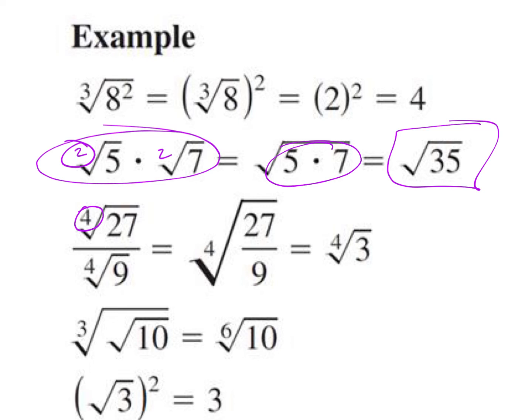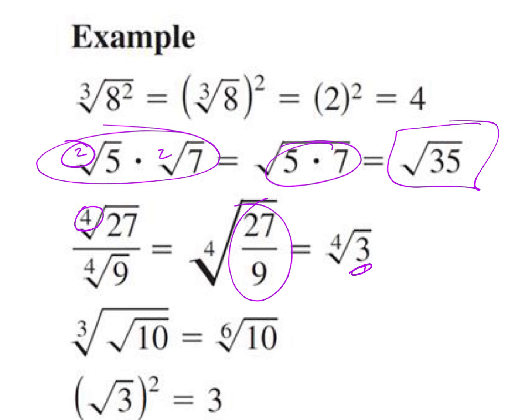Is there a number that you can multiply by itself 4 times to give you 27? No. Is there a number that you can multiply by itself 4 times to give you 9? No. But are they both the same index? So those two little houses, you can put them under the same house because they're dividing. When you do that, can you simplify 27 divided by 9? 3. That's where that 3 came from.